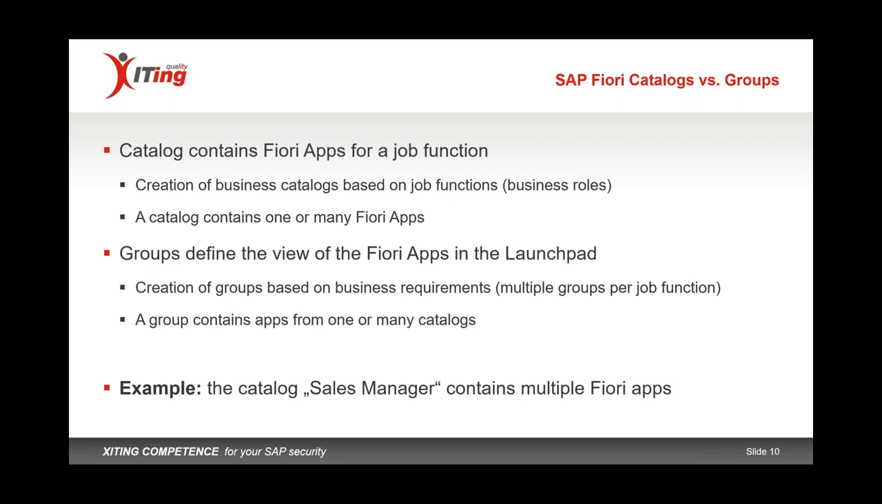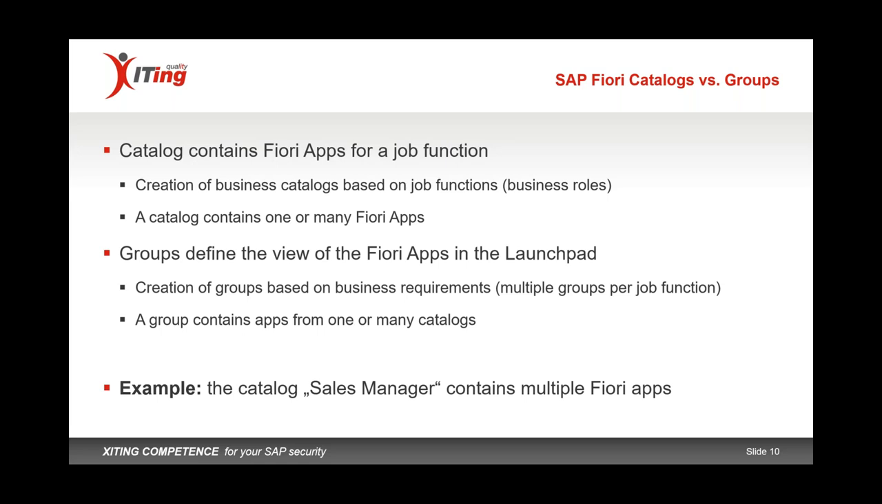And then in the groups, we can basically consume an app from a catalog. We can be in the same group and use apps from multiple catalogs if we want to. Not always recommended, but we possibly could. But important, whenever I authorize a group, I also have to authorize the catalog, because the catalog at the end of the day brings the authorizations, what I was just showing before.